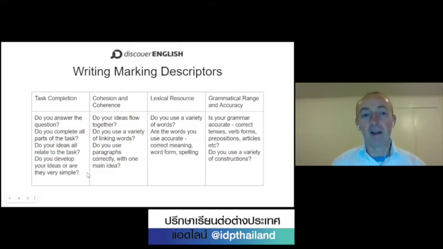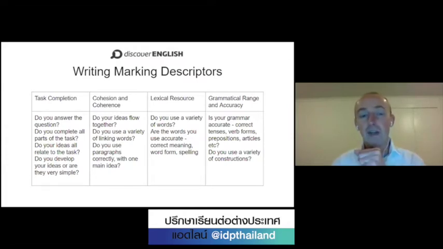Now, I thought to include the writing marking descriptors because that's really what we're going to spend a lot of time looking at today. And so just to familiarise you, for those of you who aren't aware, or for those of you who have seen the writing marking descriptors but don't really understand them, this is a basic explanation. There are 4 different parts to those writing marking descriptors. There's task completion, cohesion and coherence, lexical resource, and grammatical range and accuracy.